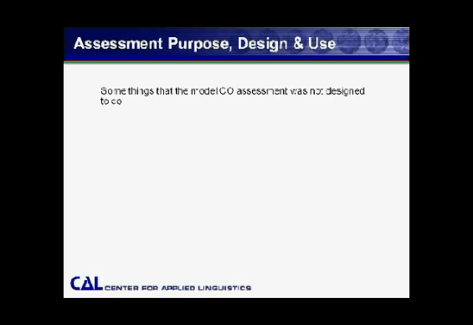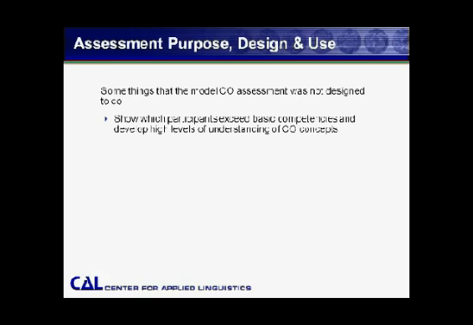Some things that the Model CO assessment was not designed to do, and this is what I was just talking about. It's not designed to show which participants exceed basic competencies and develop high levels of understanding of CO concepts. There aren't any questions on the assessment that ask about more complex concepts, some of which are in the objectives and indicators, because they are things that can and should be taught. And there's no extra credit for more sophisticated responses.